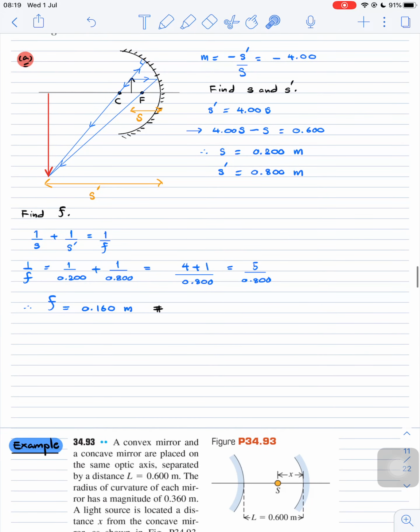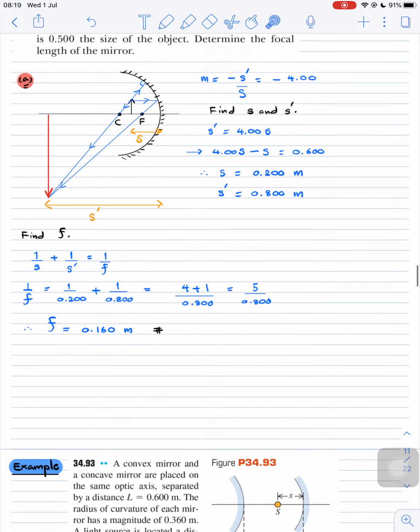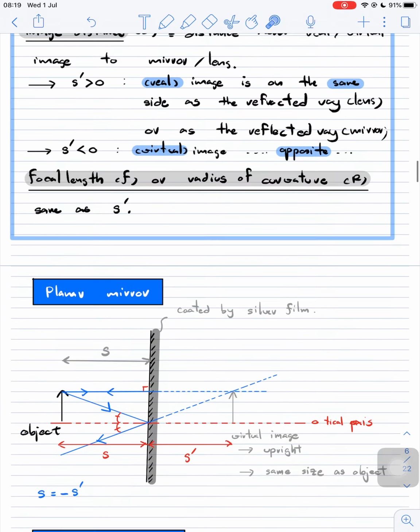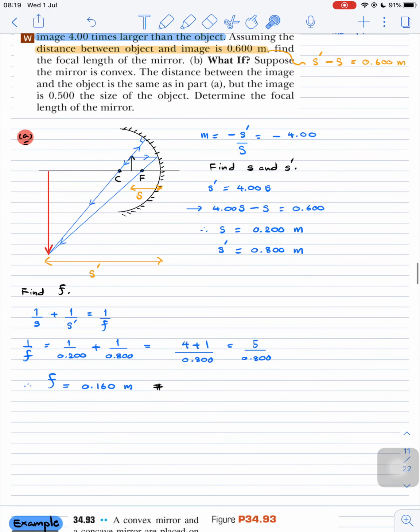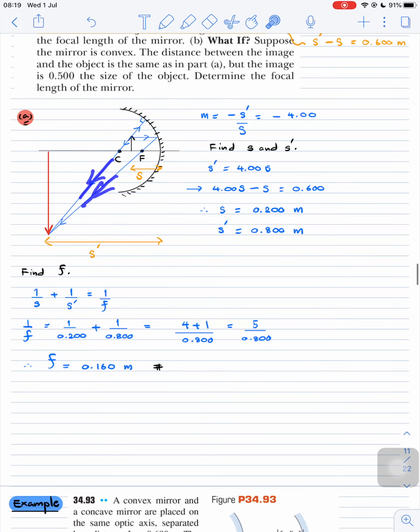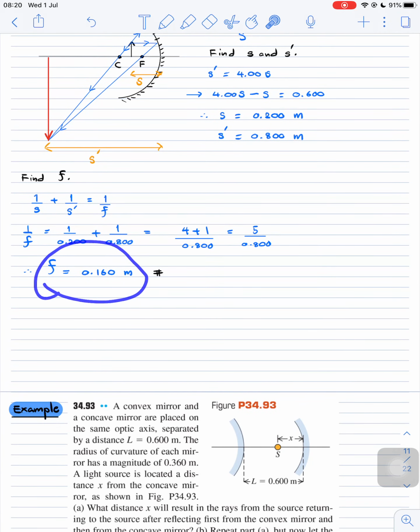One thing that you can check is that the focal length is positive. If the focal length is positive, it means that we have a real focal point, on the same side as the reflected ray for the mirror. So let's check. We have the focal point here, which is on the left hand side of the mirror, and the reflected ray is on the left hand side of the mirror as well. It means that the focal point and the reflected ray are on the same side of the mirror. So that's why the focal length must be positive.